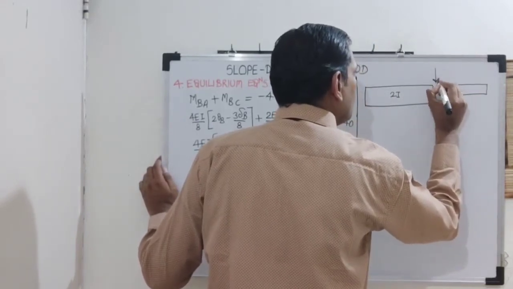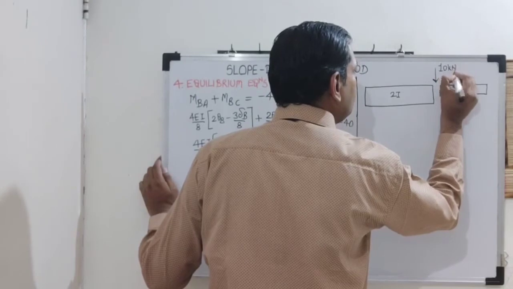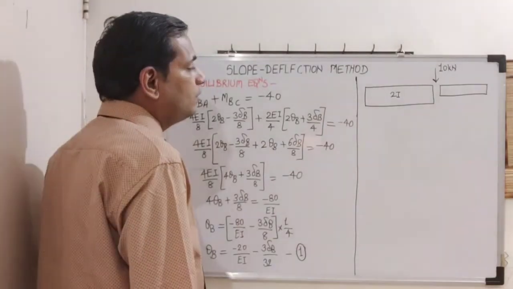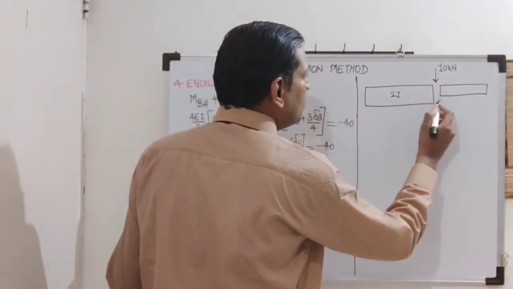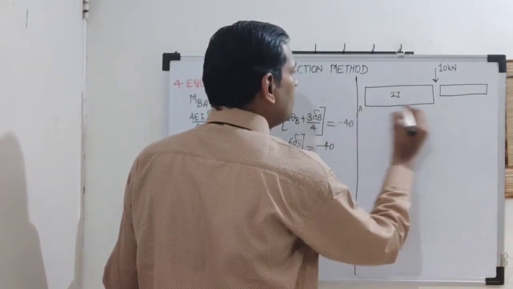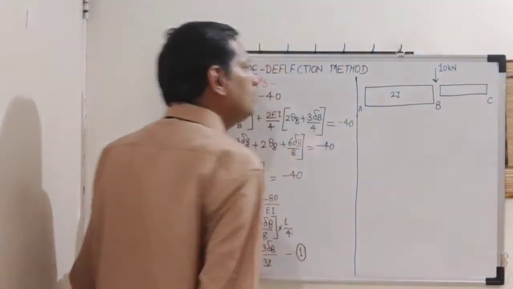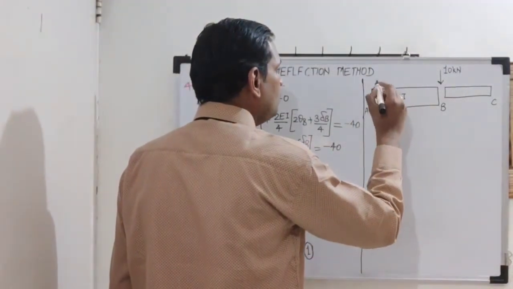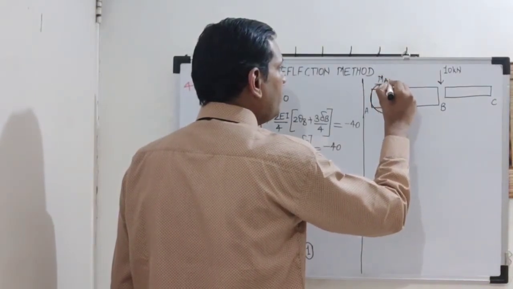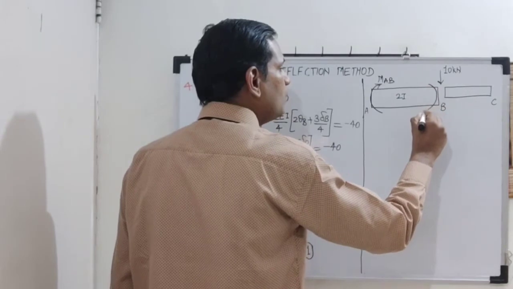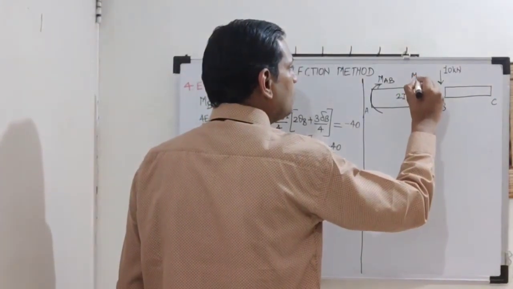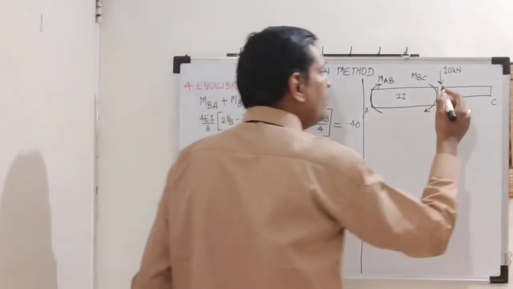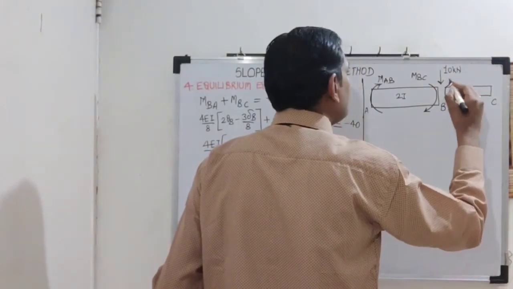So here we have 10 kilonewton load, and I am going to assume the moments on these ends. This is A, this is B, this is C. So I am going to assume now the clockwise moments on both the ends of AB span as well as BC span. I can assume these two moments as anti-clockwise also, one clockwise, another anti-clockwise also. So I have freedom to select the direction of these moments.